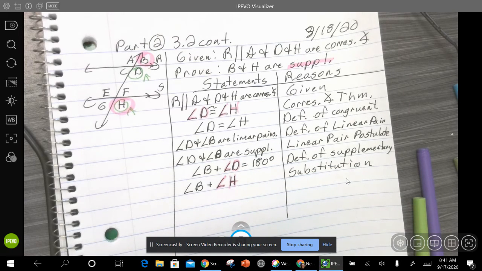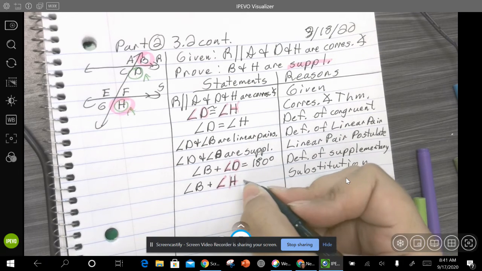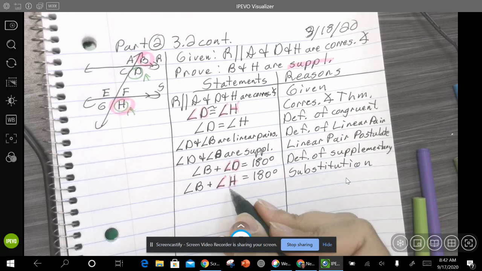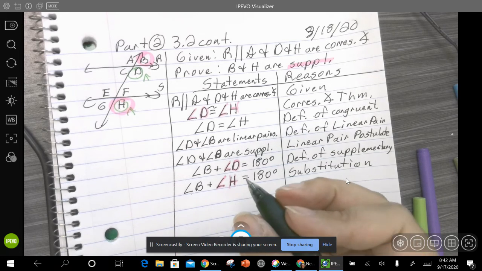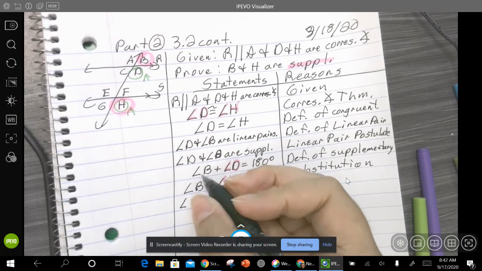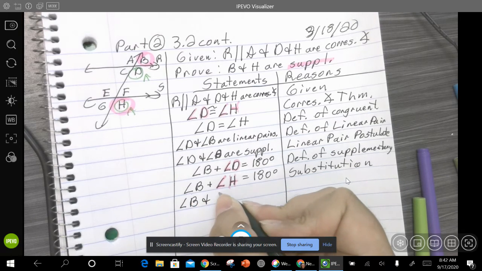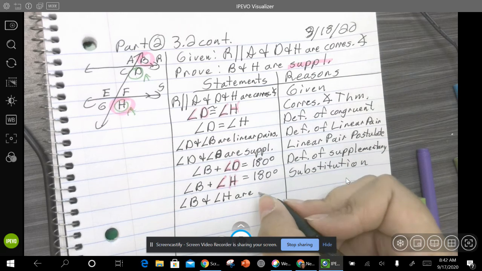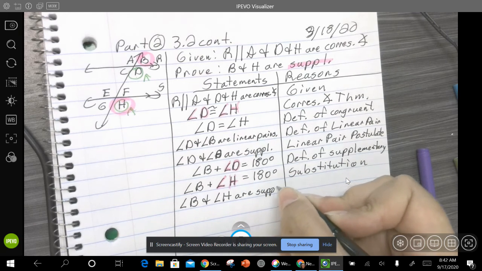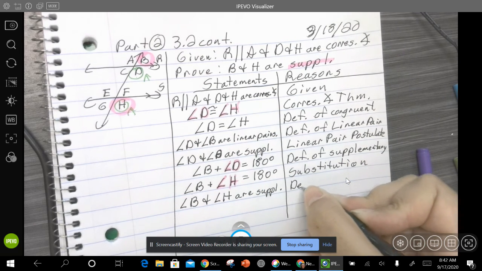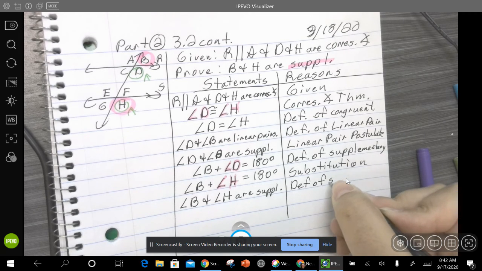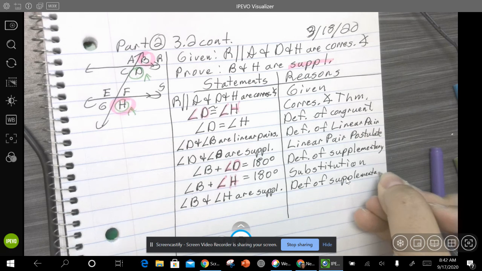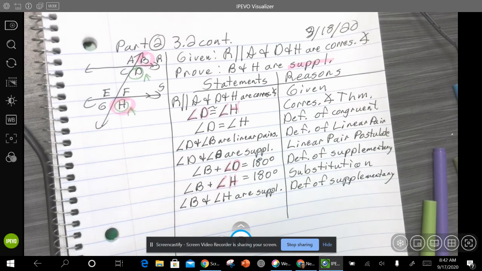Okay, so that means that angle B plus angle H equals 180. So that means that angle B and angle H are supplementary because when you add them together, they equal 180 degrees. So that's definition of supplementary. We got this, everybody.